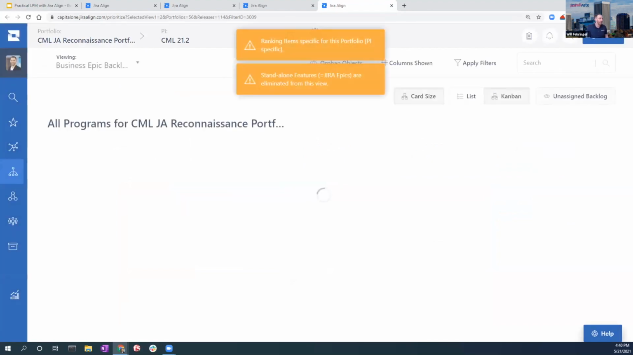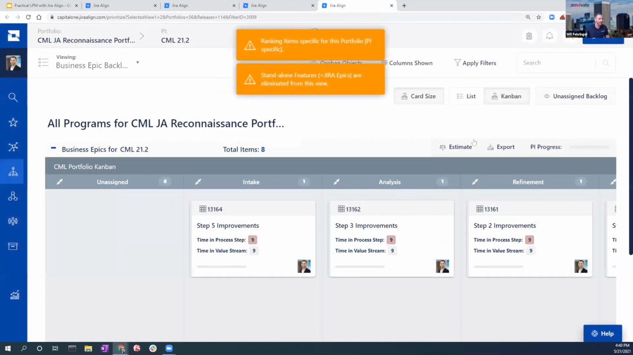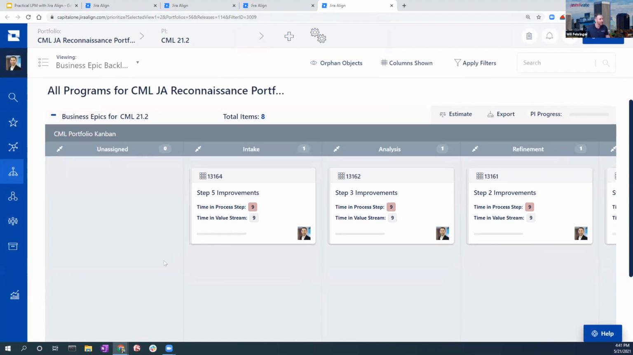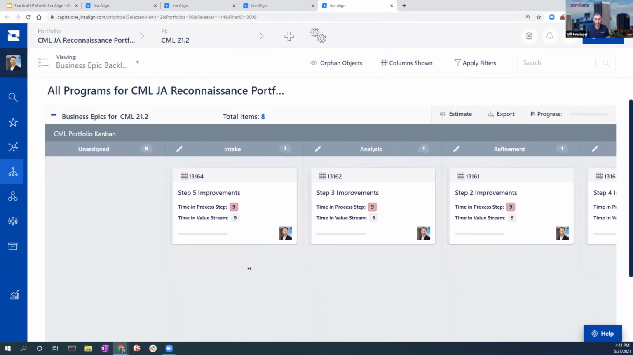So let's go ahead and take a look at that in our tool for our reconnaissance portfolio. Like I said, it's a little bit hidden in the tool here. It's under our business epic backlog, under this Kanban button, and then it says value stream view. So if you search for Kanban in your report menu, you're not going to find it, but this is the best way to see this. And so you can see your portfolio Kanban. You can see all of the bodies of work for reconnaissance, these epics that have been defined, and where they are through the portfolio flow.